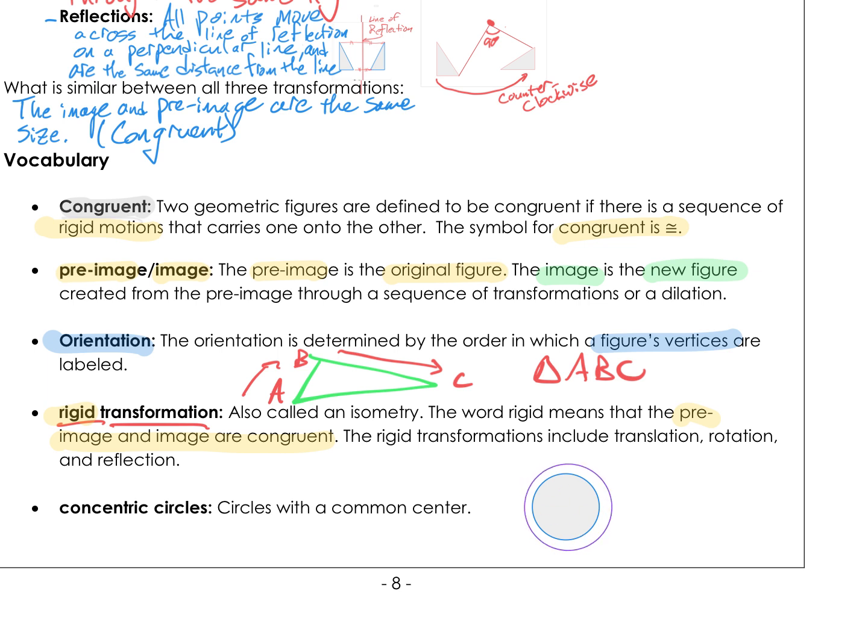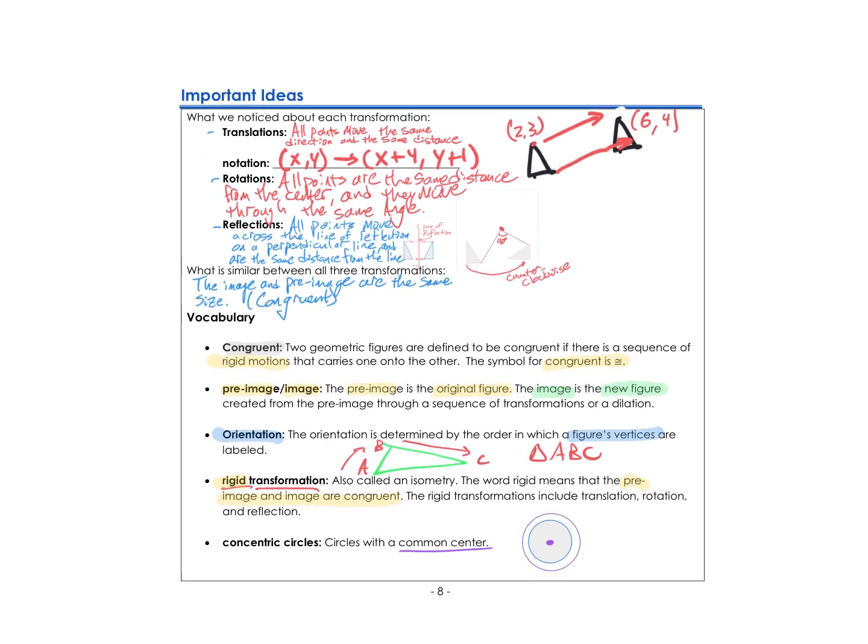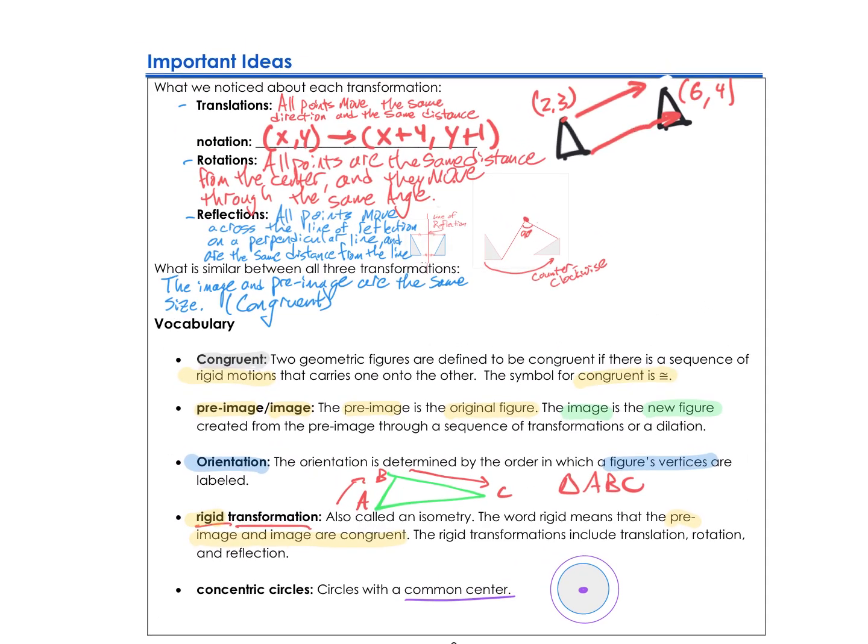Okay, here's another circle. There we go. If these two circles have the same center, let's see if we can make it like that. Well, let's pretend they have the same center. If they have the same center, then they are concentric circles, with a common center. So there are the big ideas. That's what we learned in section 1.1.